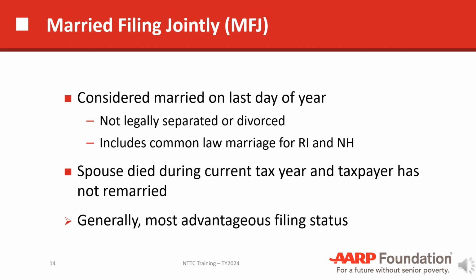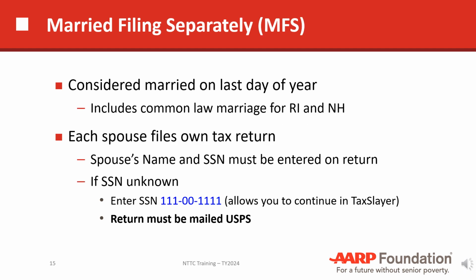Generally, it is the most advantageous filing status. So most of the credits and various benefits that taxpayers can get from the IRS or from the government work best for married couples. And as they separate and start married filing separate, as we're going to see in the next slide, we're going to see that they don't do as well with the credits and the various benefits. So that's married filing jointly. Next is married filing separately.